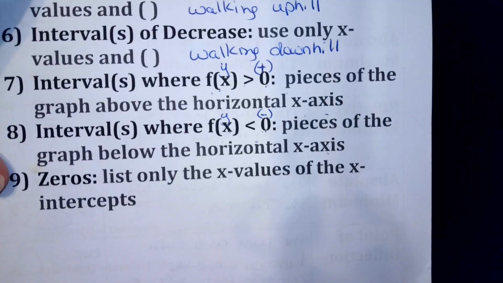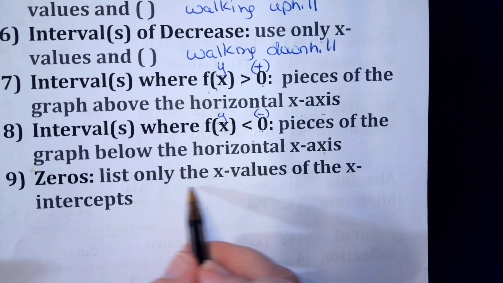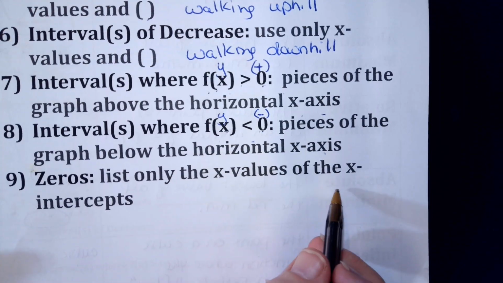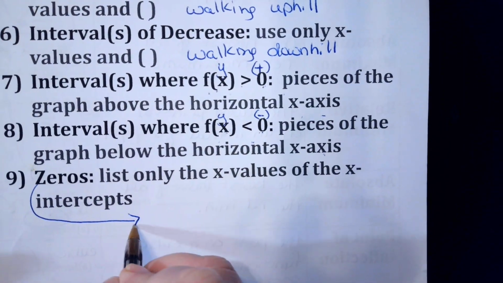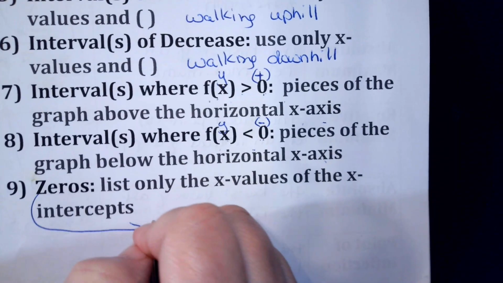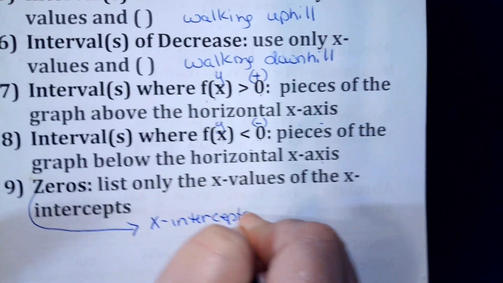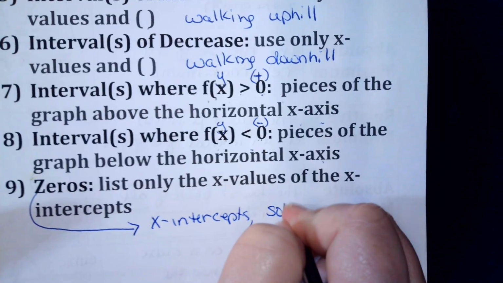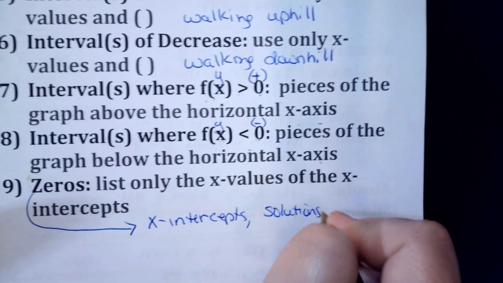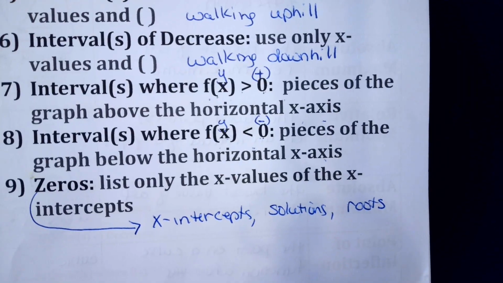And we know those y values are negative when it's below the x-axis. And then the final thing that we're going to look at are your zeros. Zeros are also known as your x values or the x-intercepts. So there are 3 other words that mean zeros: x-intercepts, solutions, or roots. They all mean the exact same thing.